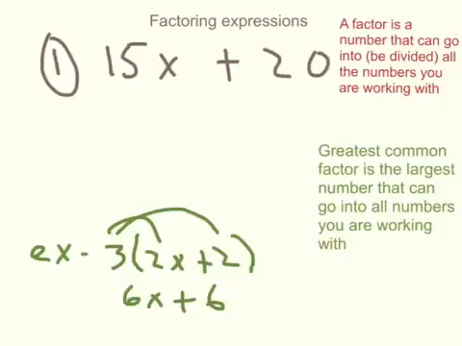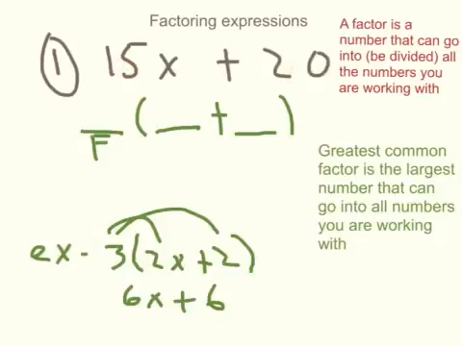So we have 15x plus 20. Remember, we want to set it up so it looks like the distributive property. So what I always do to start is I put a blank for where all my numbers will go, and then I put my parentheses in, blank plus blank. Now I have it set up so that I can do the distributive property. And what you have to figure out next is your factor, because your factor is always going to go right here. So what number can go into both 15 and 20?